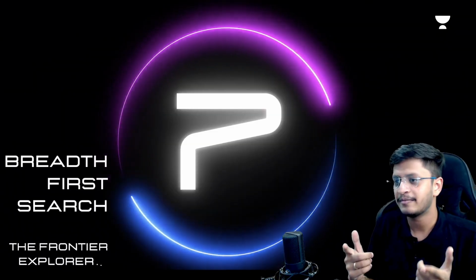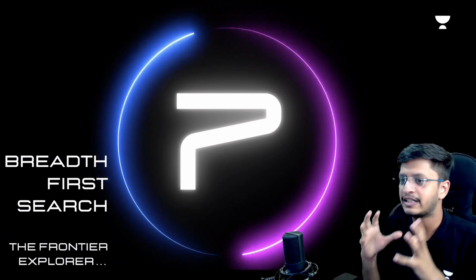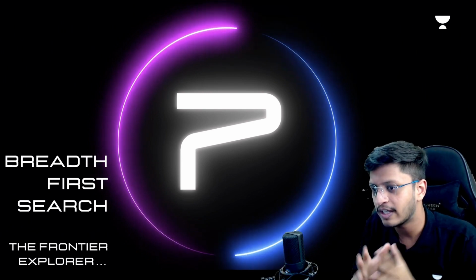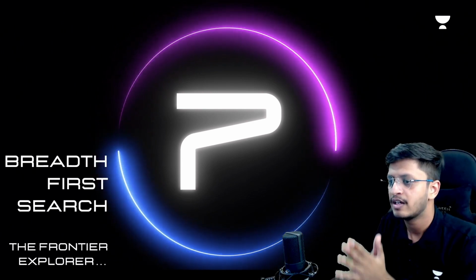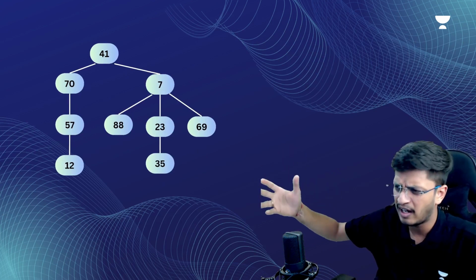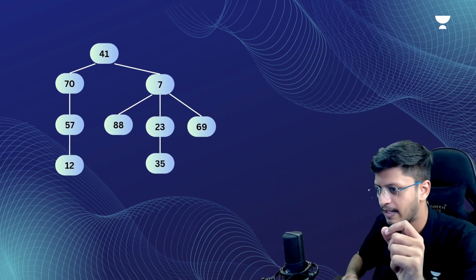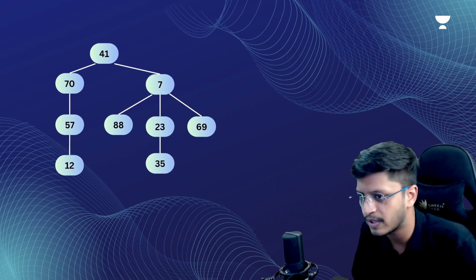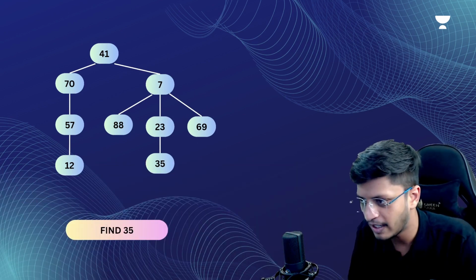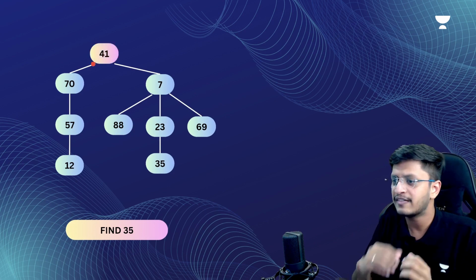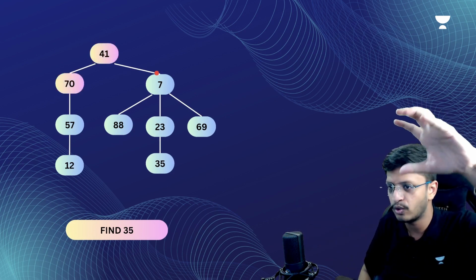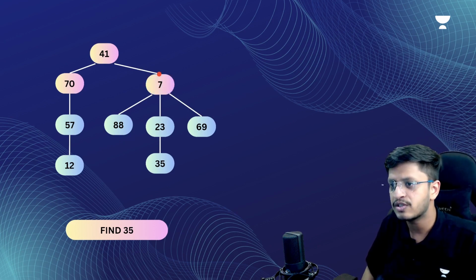So the next algorithm, number 7, is the breadth first search, commonly known as BFS, and I'm calling it today the Frontier Explorer. What it does is it explores the entire tree or graph. I'm showing you this algorithm on a tree, but this works with graphs as well. So in a tree, let's say you want to find an element 35. What it will do is search on breadth. It will take a starting element, let's say the root 41, and try to search the breadth.